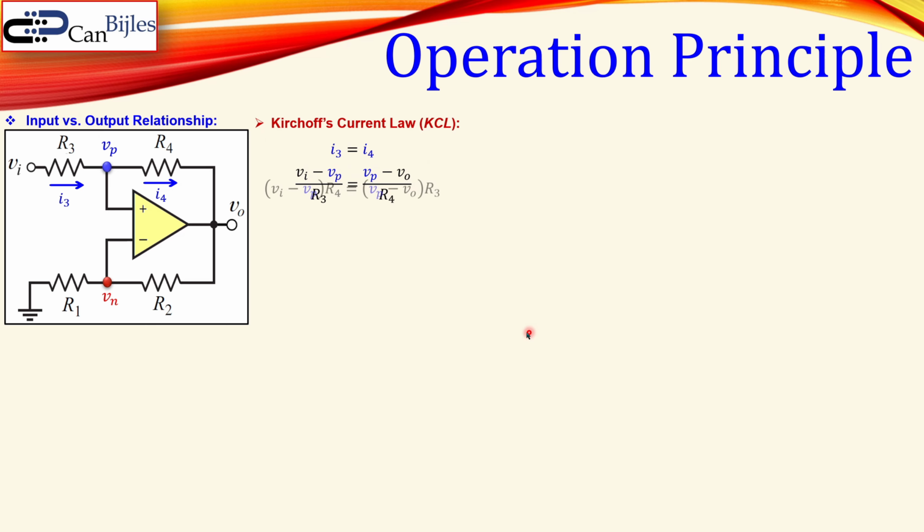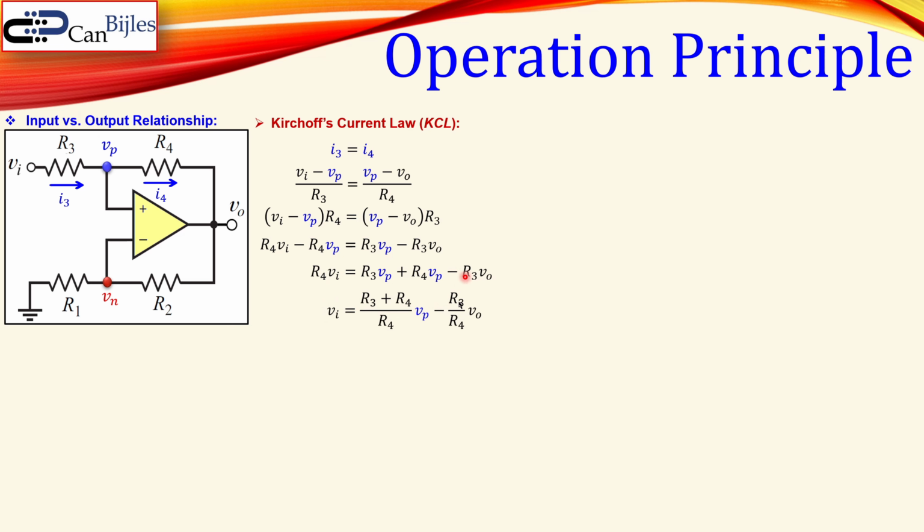Again, cross multiplication, similar action. So I go a little bit faster, and then let's again work out the parentheses, take out this to the right side, and again collect the terms and divide by R4. Then you get actually this expression. Again, you see here an expression where you see the VI in terms of the output voltage and the voltage at this node, which is the non-inverting input of the operational amplifier.